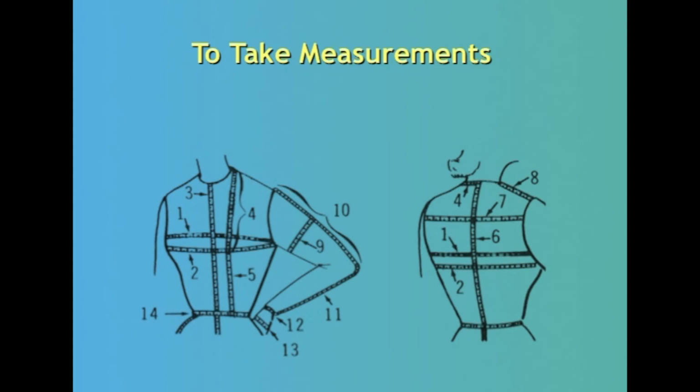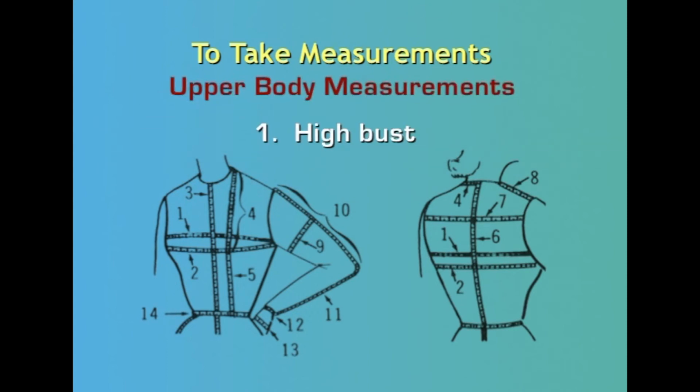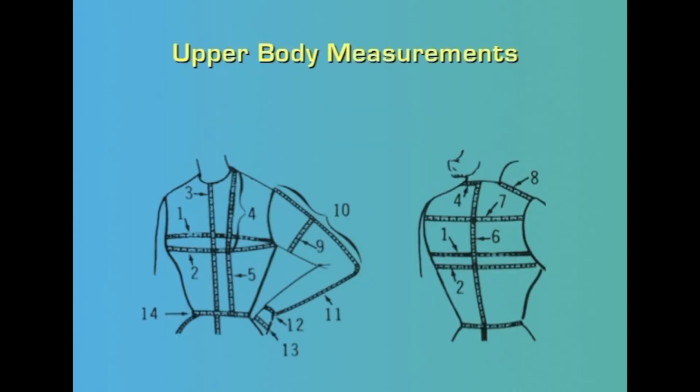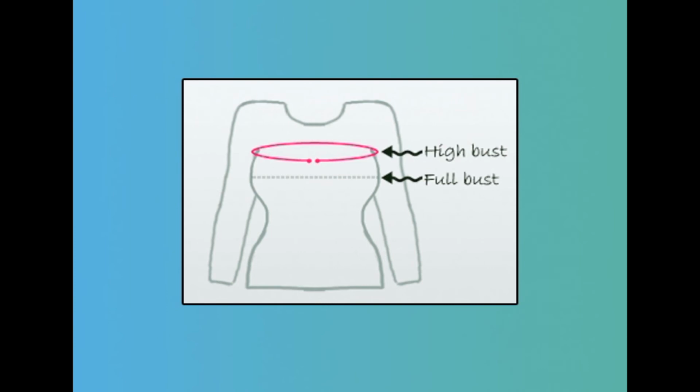To take measurements, upper body measurements. First one is high bust measurement. Measure around the back and chest just above the bust, keeping the tape parallel to the floor across the back. Bust. Measure around the fullest part of the bust.